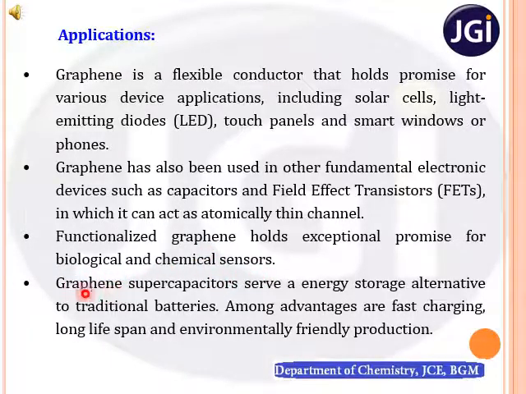Graphene supercapacitors serve as an energy storage alternative to traditional batteries. Among the advantages are fast charging, long lifespan and environmentally friendly production. As I said, it is used in mobile phones for fast charging and long lifespan, in mobile batteries. So these are some notable applications of graphene.